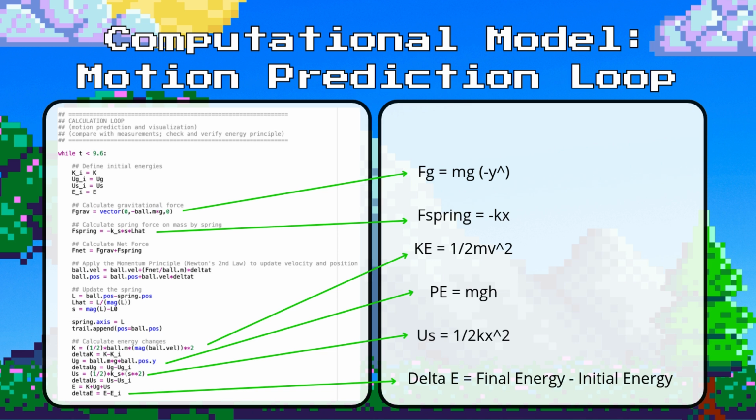Kinetic energy follows the equation 1/2 times the mass times the velocity squared. Potential energy near Earth's surface follows the equation mass times the acceleration due to gravity times the change in height. And then the spring potential energy follows the equation 1/2 times the spring constant times the displacement squared from equilibrium. And then finally, we had to find the change in energy, which is just the final energy value minus the initial energy value for total energy.